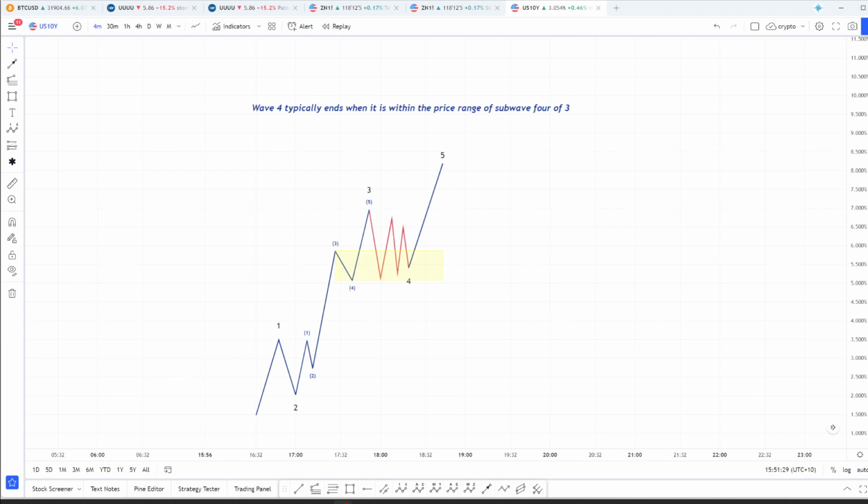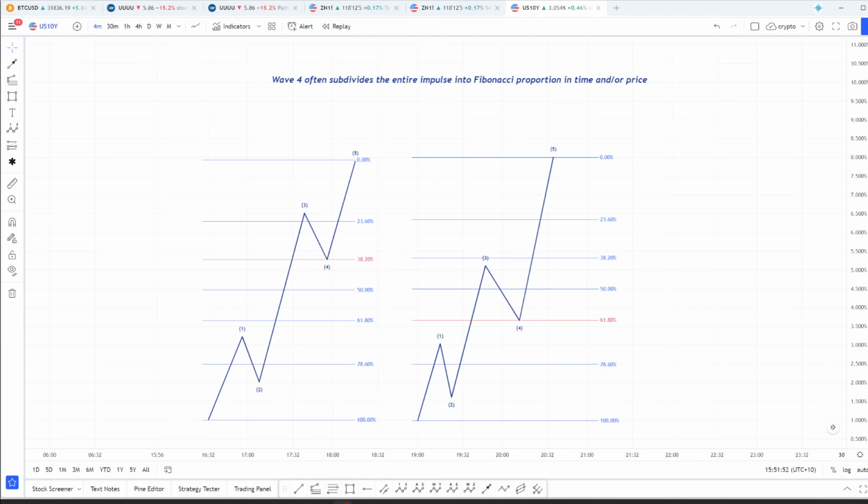Wave 4 typically ends when it is within the price range of subwave 4 of 3. So that is just pretty straightforward. We look for wave 4 to make a bottom within the price range of wave 4 of one lesser degree. This one's very handy and one that I use all the time.